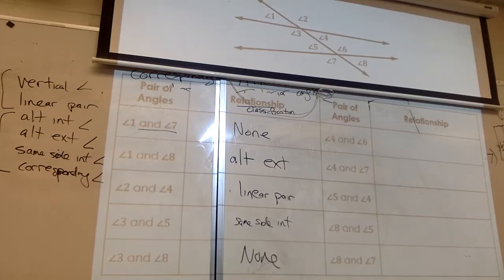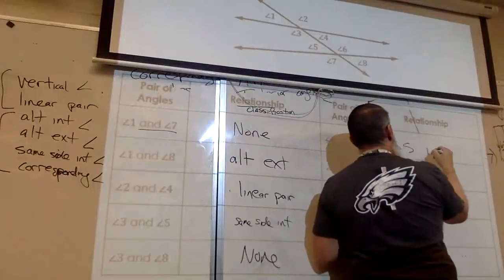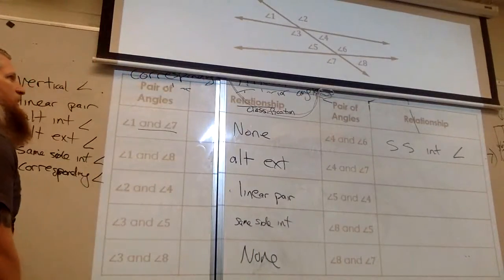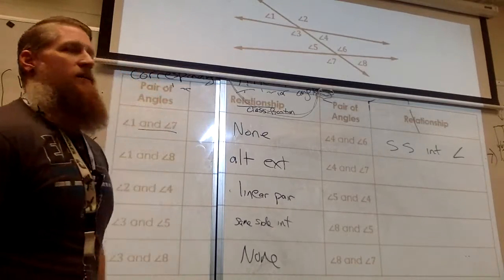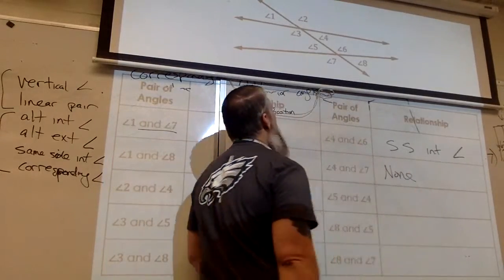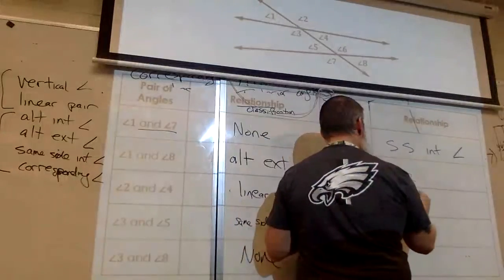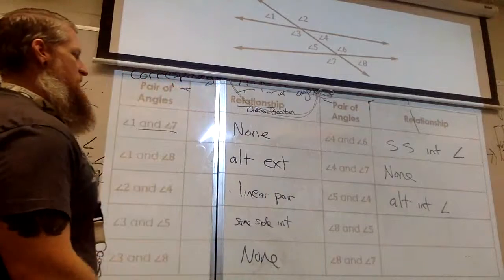All right. What about 4 and 6? Same side, so same side interior. About 4 and 7. It's what? None. About 5 and 4. We'll go quicker now. They're alternate what? Interior. Yeah, because they're both on the inside, but they're opposite sides.